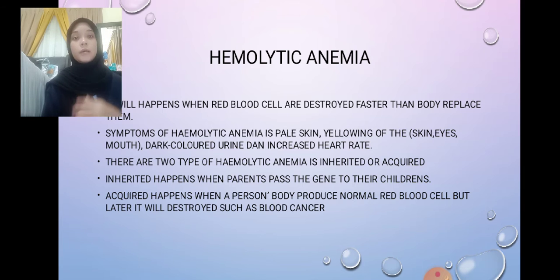And second, we have acquired. What is the meaning of acquired? Acquired happens when a person's body produces normal red blood cells, but later on they are destroyed, by causes such as blood cancer, certain infections, and maybe certain tumors.